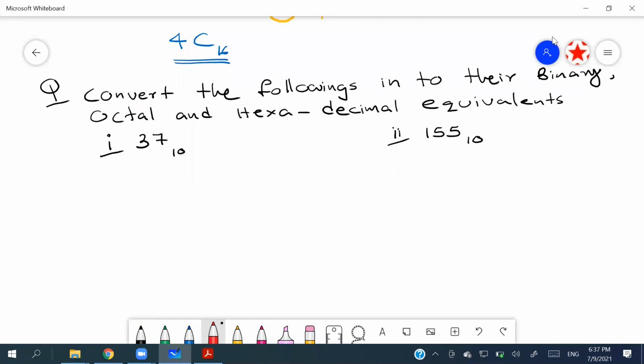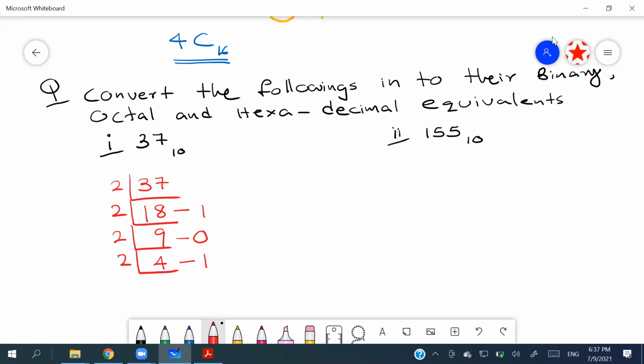So here I'm doing the conversions, people. So 37. Tedhara, yeah, that's the correct answer. Right, so I'm dividing this by 2, so it will be 18 and 1 is remaining. And I'm dividing by 2 again, so 9 and 0 is remaining. And I'm dividing it by 2, 4 and 1 is remaining. And again, I'm going to divide it by 2, 2 and 0 is remaining.